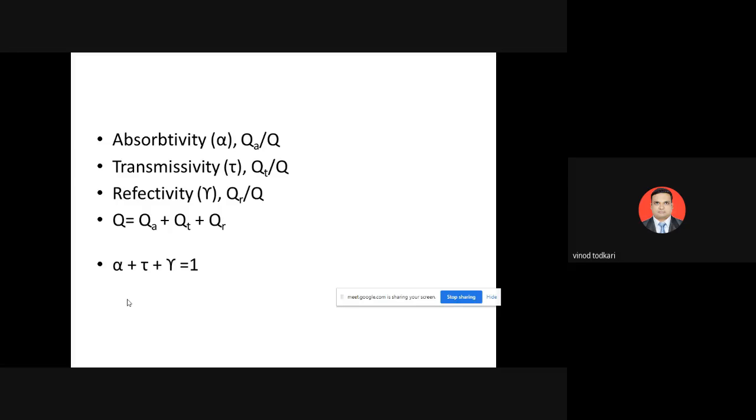White surface is the surface which will reflect all incident radiations. So reflectivity, that is gamma for white body, will be 1. Black body is the body which absorbs all incident radiation. So alpha for black body will be 1. For opaque surface, transmittivity will be 0. Therefore, alpha plus gamma will be equal to 1.